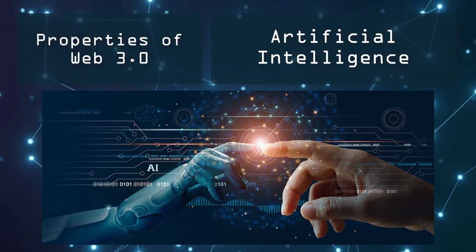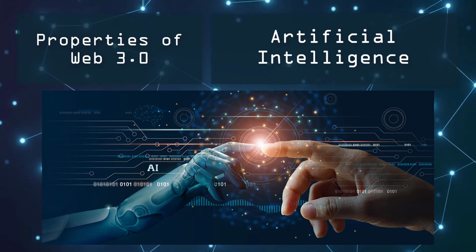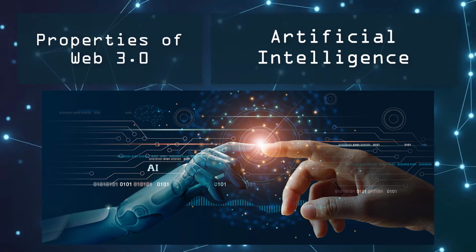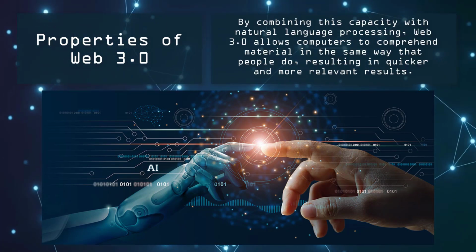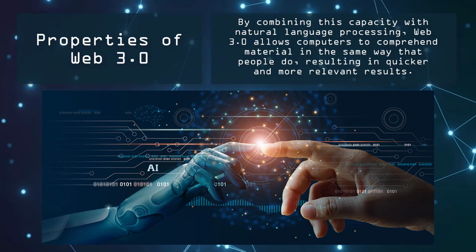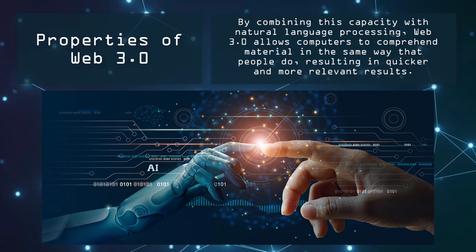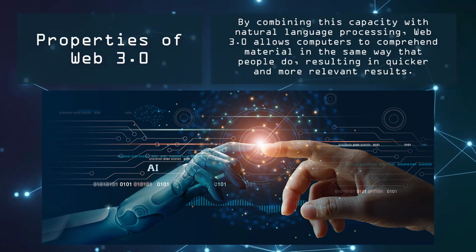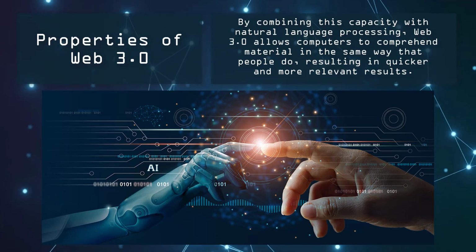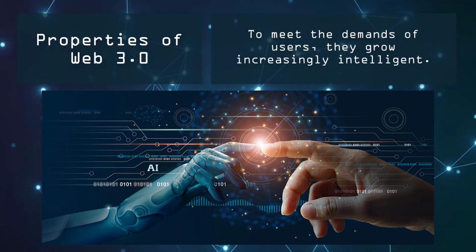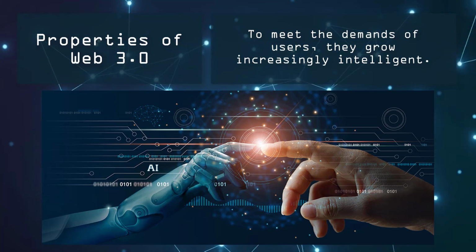Semantic web and artificial intelligence are the two cornerstones of Web 3.0. By combining this capacity with natural language processing, Web 3.0 allows computers to comprehend material in the same way that people do, resulting in quicker and more relevant results. To meet the demands of users, they grow increasingly intelligent.